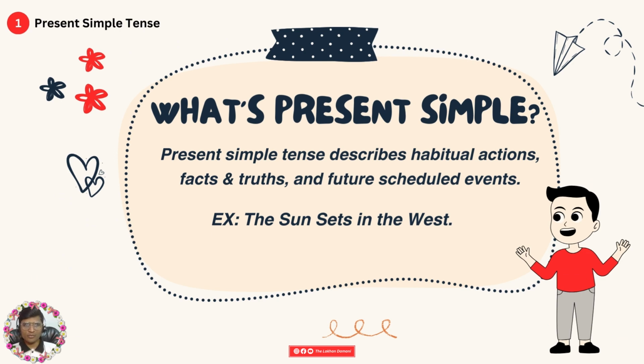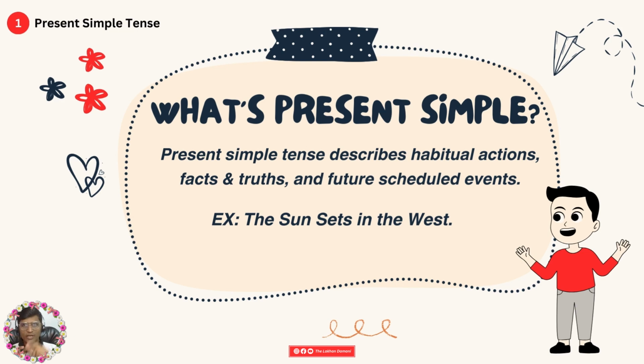First number is present simple tense. What's present simple? So what's present simple tense? Present simple tense describes habitual actions, facts, thoughts, and future scheduled events. So there are 3 types of them.